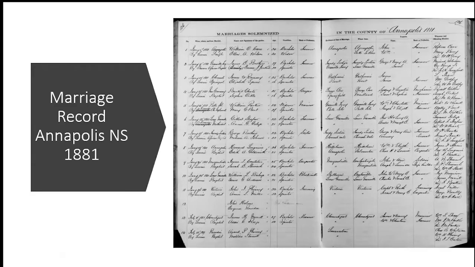Now, I want to, because half my family comes from Nova Scotia. Now, how does it differ from a record in Nova Scotia? And again, this is Annapolis, Nova Scotia, 1881. And again, it says it was married solemnized in the county of Annapolis. And again, 1881. Let me give you a little bigger view of this.